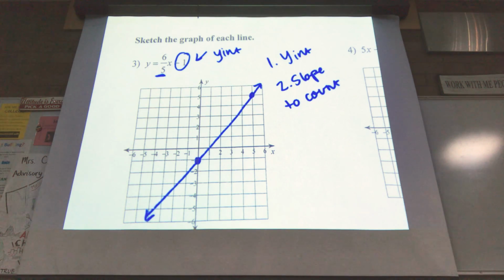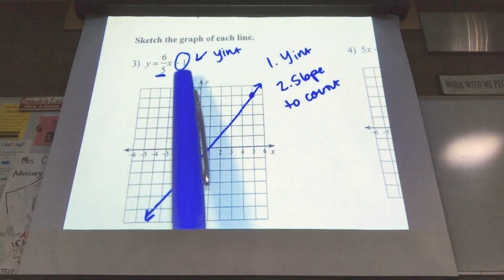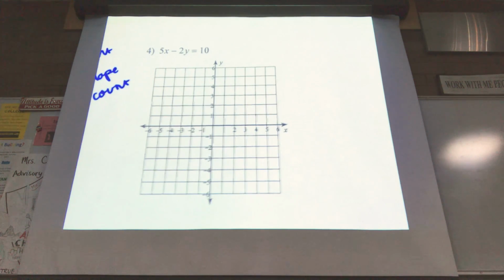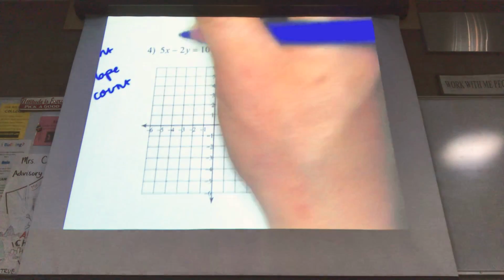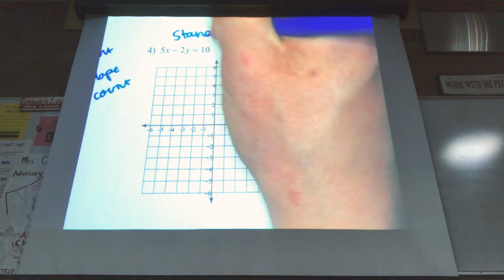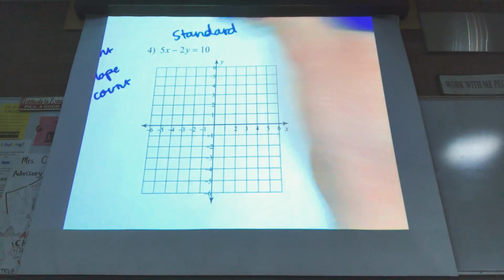That one is in slope-intercept form, again telling us our slope and our y-intercept. Number 4, our last example for today, is in standard form. This one doesn't tell us our slope and our y-intercept.